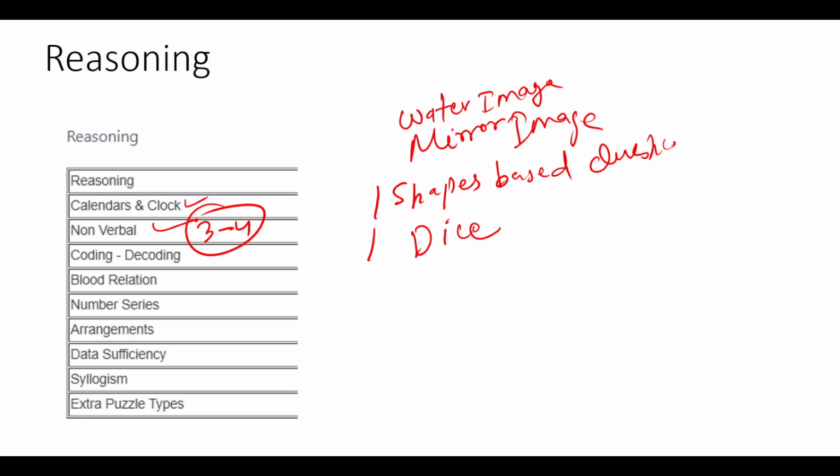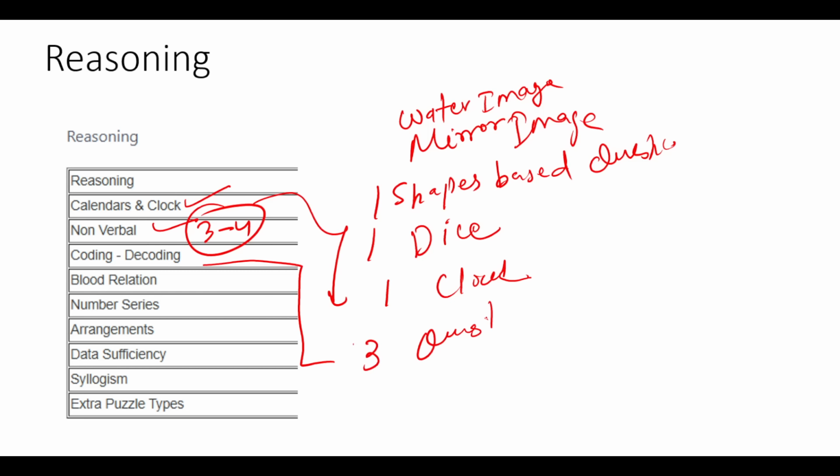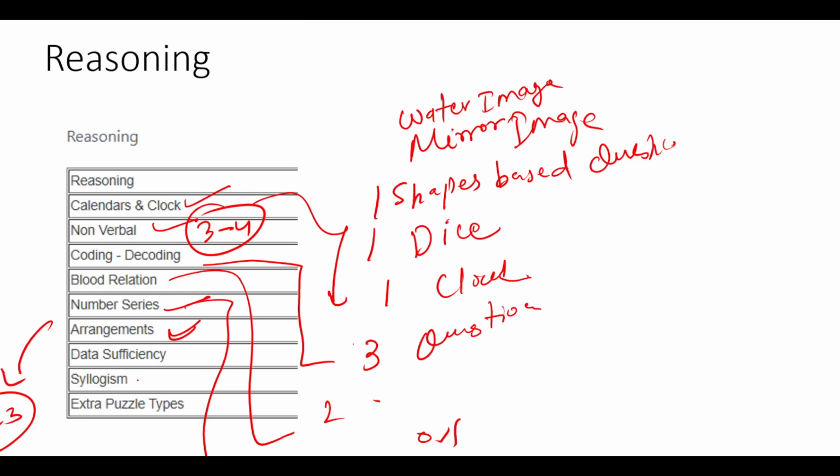Then from calendar and clock, they asked one question from clock. Coding decoding, three questions. Two questions from blood relations. From number series, I think there were zero to one questions, not sure. From arrangements, two to three questions. From syllogism, two to three questions. Then some remaining questions from puzzles. So this was for reasoning.